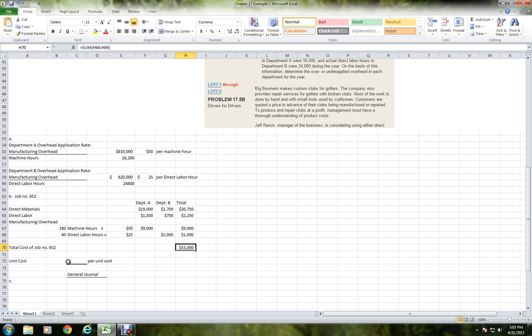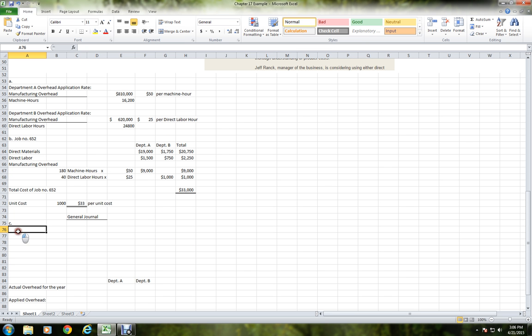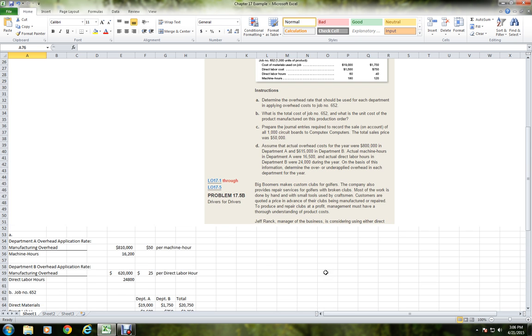So we know that job number 652 had 1,000 units in it. So that means our total cost divided by our total number of units gives us a $33 per unit cost. So hopefully that is easy enough. So now let's go back to the problem.